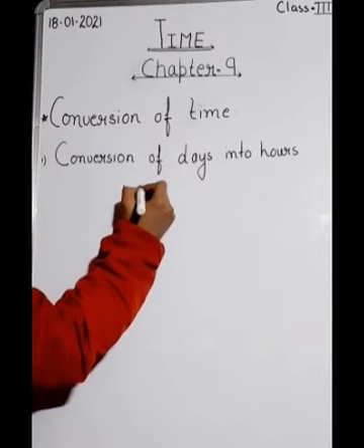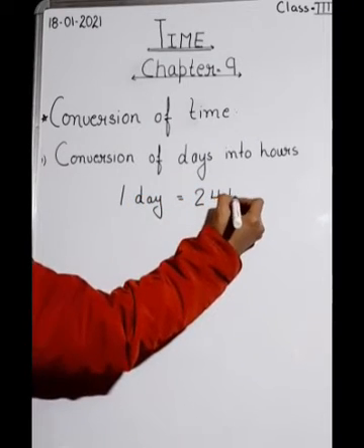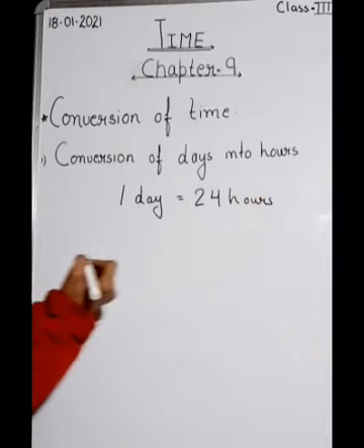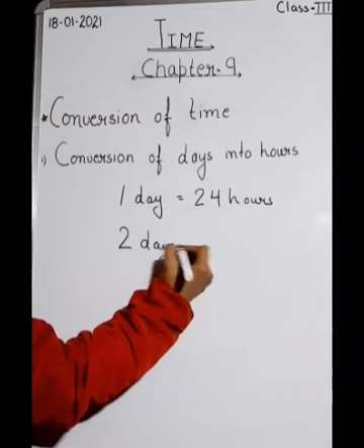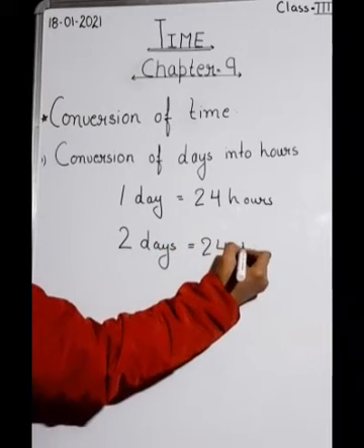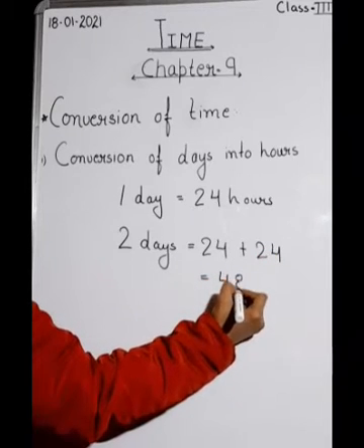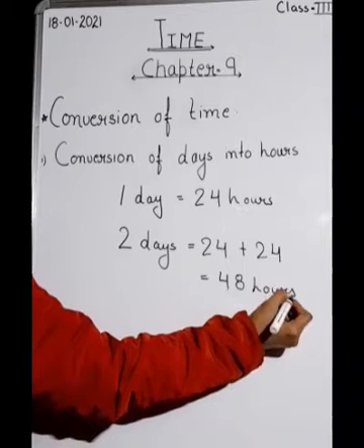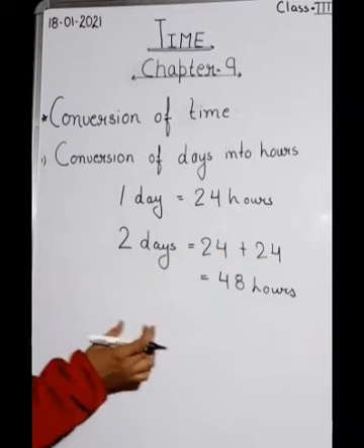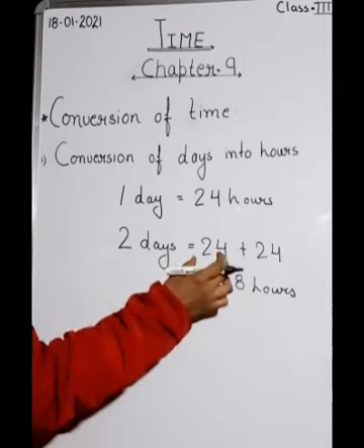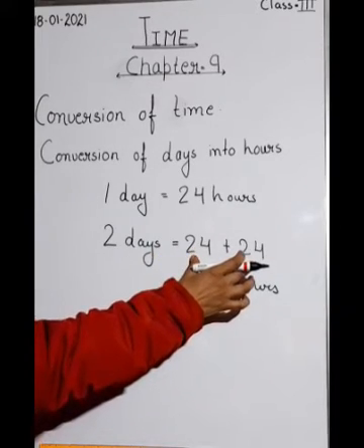I told you that one day is equal to how many hours? 24 hours. This we have studied. So in 2 days, how many hours are we having? In 2 days, we are having 24 plus 24 hours, that will be 48 hours. So what I have done, if it is 2 days, I have added 24 two times. If it is 3 days, then I will be adding 24 three times. I have told you that multiplication is repeated addition, and here we are doing repeated addition.